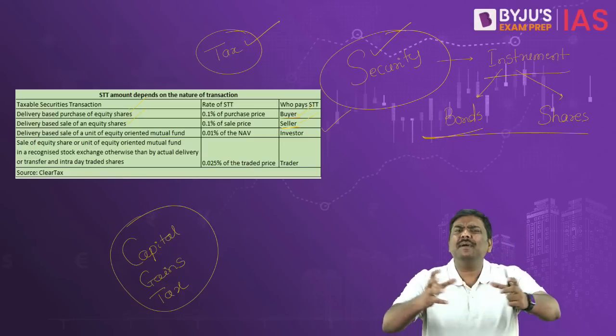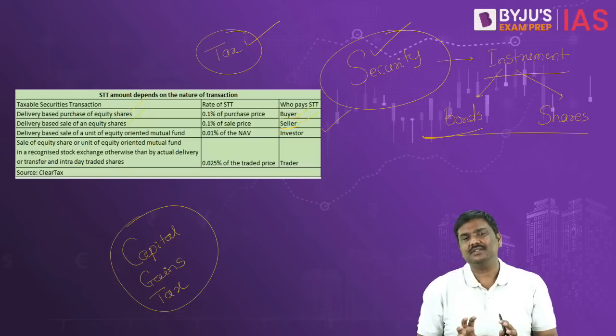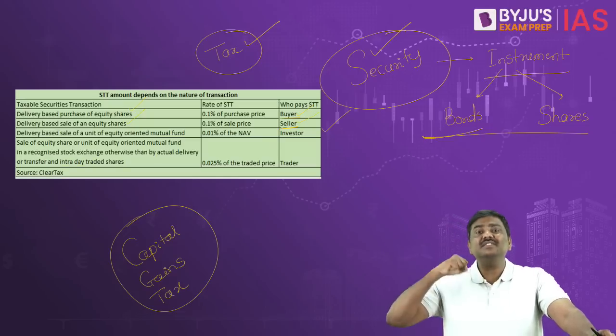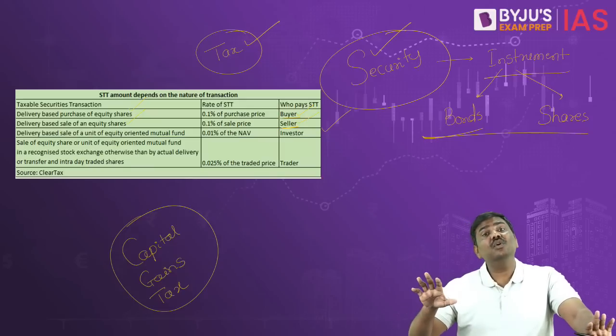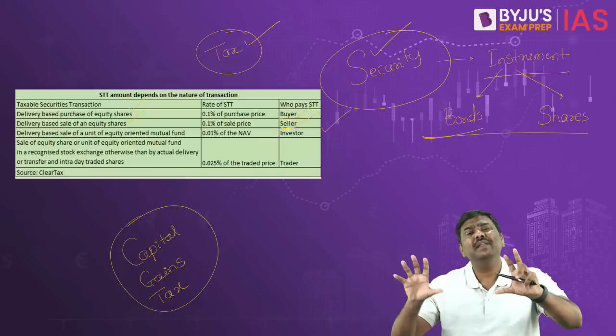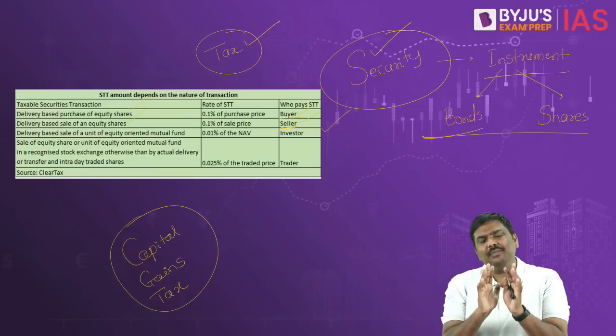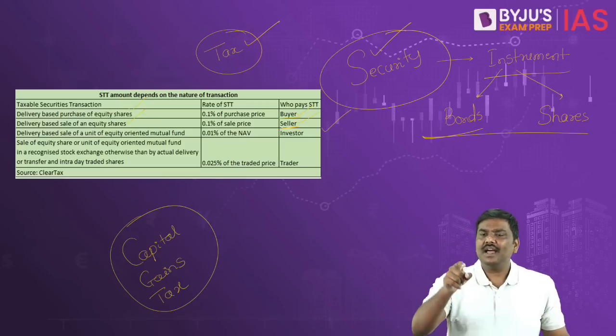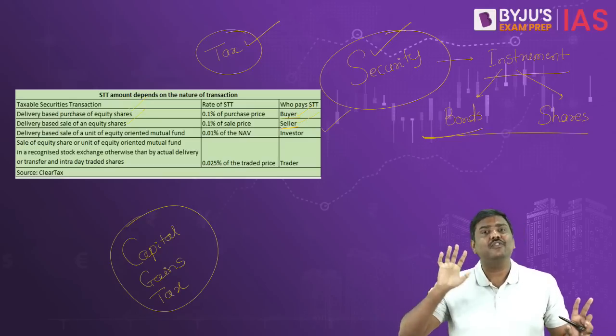There are multiple types of securities which are covered under this. In some cases, the buyer will pay. In some cases, the seller will pay. In some cases, both of them will pay. Do not worry about it. It's a very complicated structure. But the argument of the government was very simple. I will impose, I will collect the taxes, and this will be an important source of revenue for me.